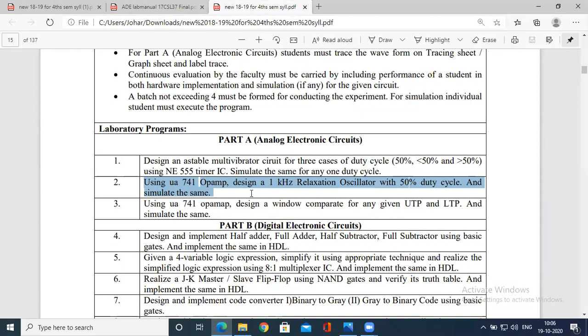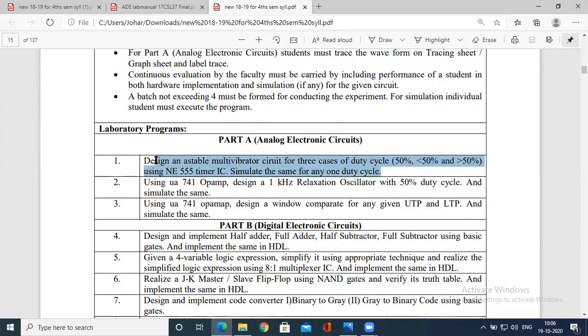As I said, physically you have to do this experiment in the ADE lab, and also you have to simulate it using one of the simulator tools, that is using Multisim. We do simulate the same experiment. So we have seen certain calculations on this experiment, and also we have gone with the simulation.